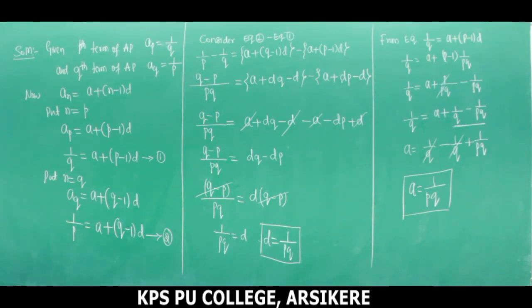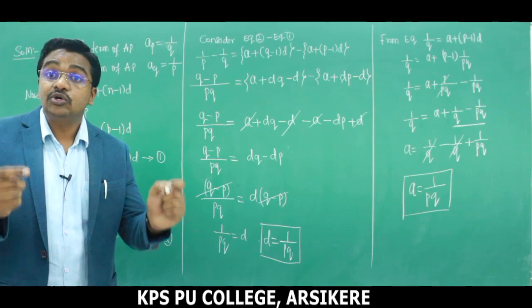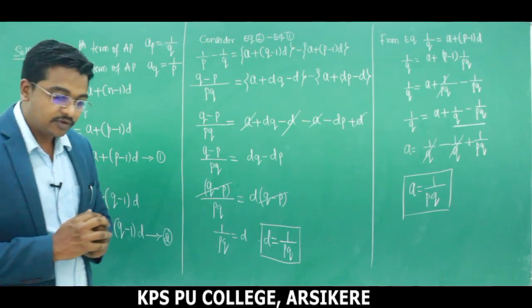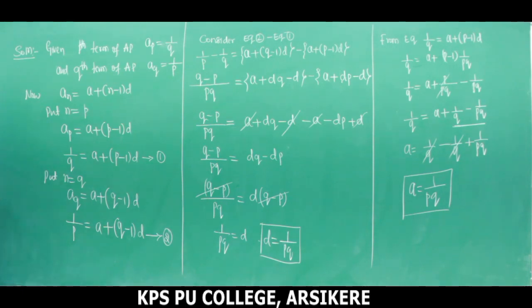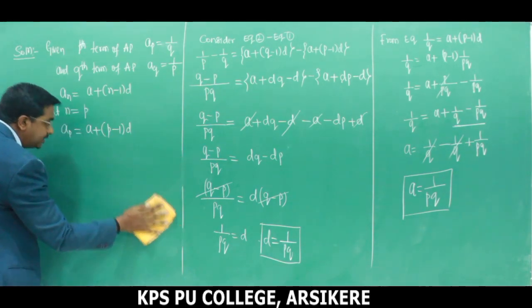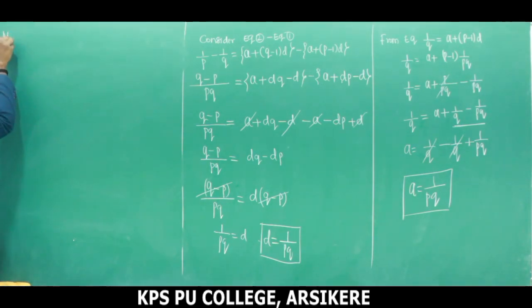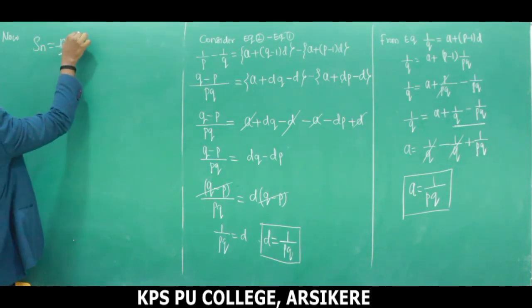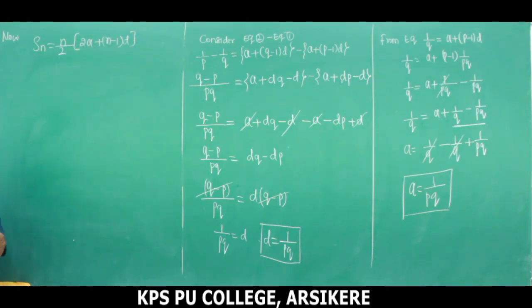Now dear students, we are moving to the continuation of this problem. Here we need to find the sum of the first PQ terms, that is S_PQ. So using the given first term a and the common difference d. We know that S_n is equal to n divided by 2 times 2a plus n minus 1 into d. This is the formula.